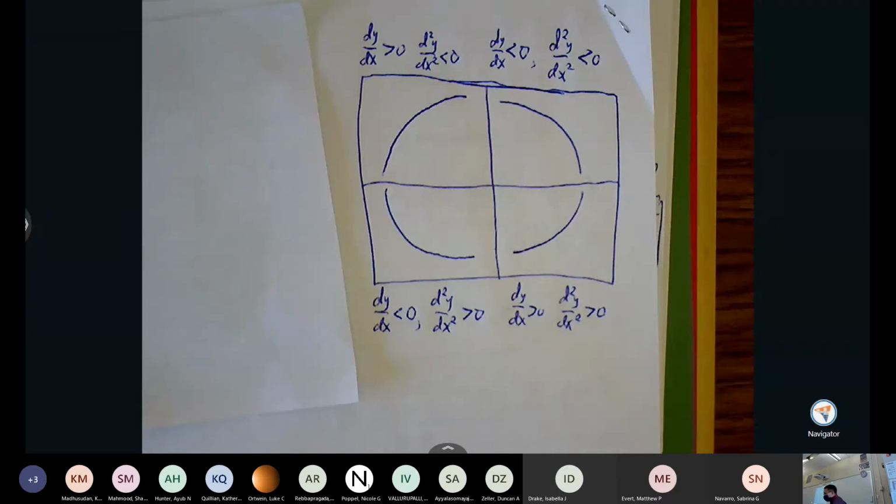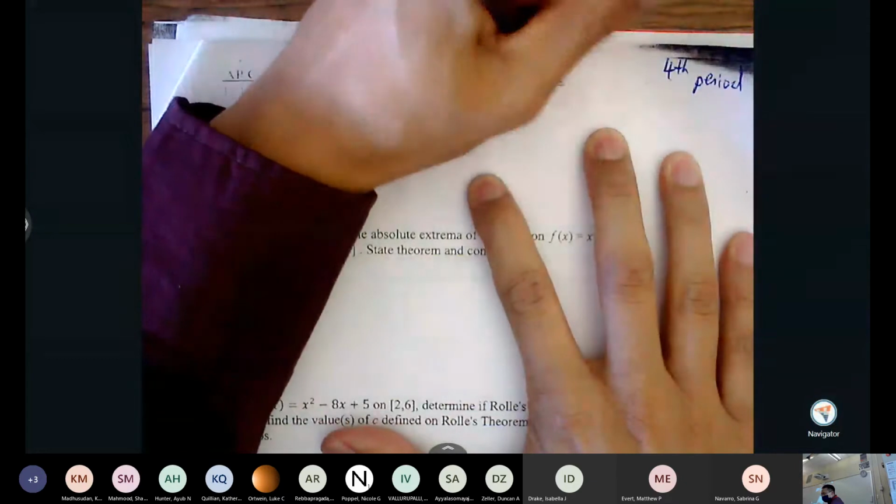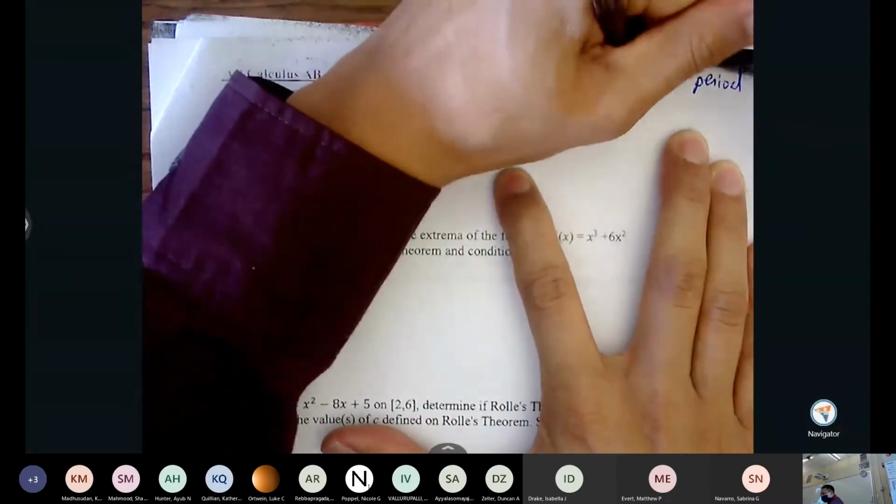All right, let's see if we can get through number 1 on worksheet 2. We're not going to get very far into it, but I will finish the rest of worksheet 2 this afternoon in the help session. So I know many of you guys didn't get a chance to print it out, but you can just copy this down. This is our function. G of x is equal to 16 root x minus x squared.